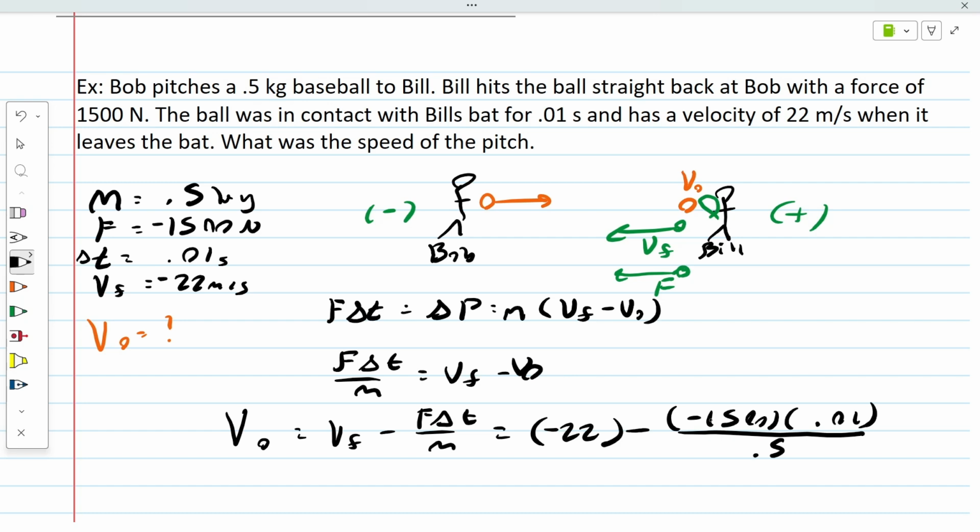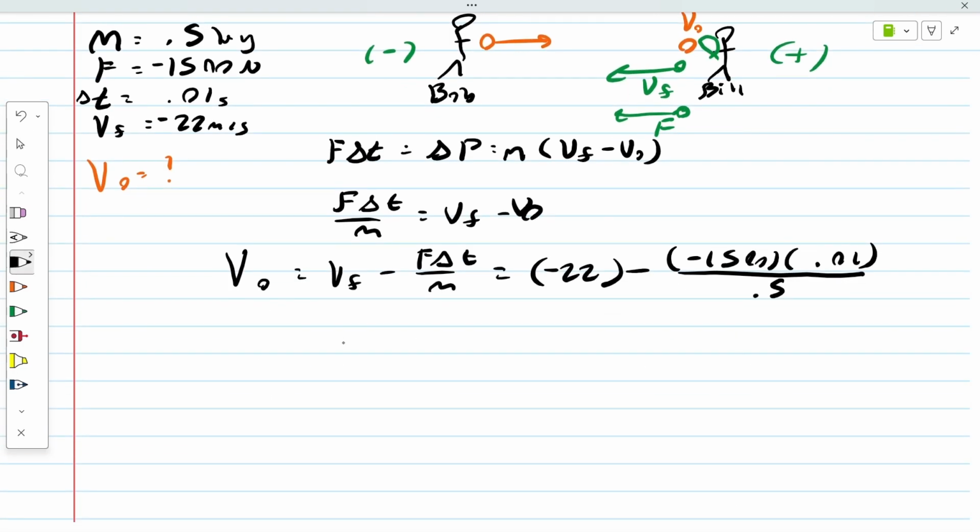And so if we go ahead and plug those in, we get an initial velocity equal to 8 meters per second. And that'll be positive since we denoted that direction of the pitch to be positive. So that's our initial velocity, and that'll be our answer. Alright, so that's everything with change of momentum and impulse.